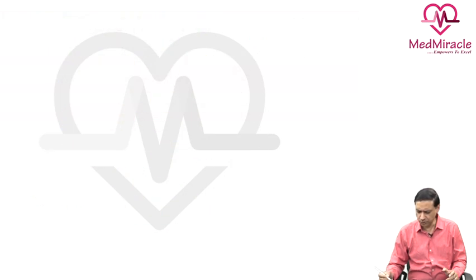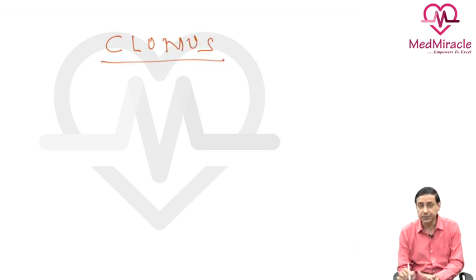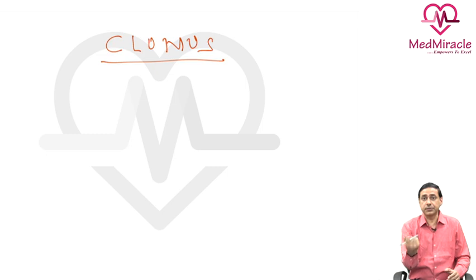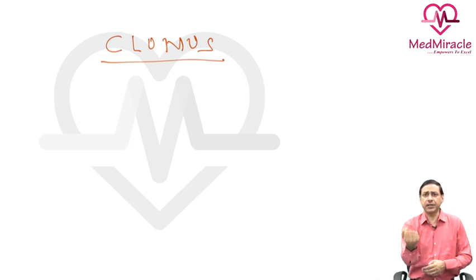Okay. What is clonus? This is clonus. Repeated contraction. The sustained contraction is tetanus and this repeated contraction is clonus. Why clonus? Why this type of thing? So can you see, when I'm doing this, my triceps is stretched.